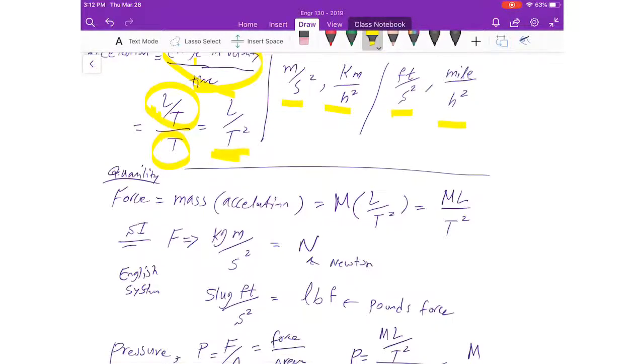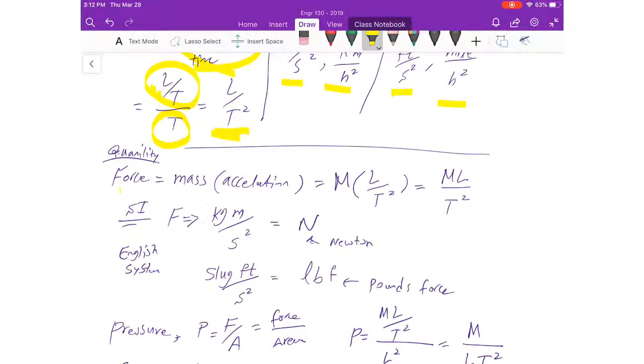Let's talk about more derived quantities, such as force. Force is mass times acceleration, Newton's second law, so we can write it as M L over T square. We just proved that acceleration is L over T square, so the result will be M L over T square. The unit for force in SI is kilogram meter per second square, which we simply call Newton. We don't need to carry that long name. In the English system, the unit is slug feet per second square, which we simply call pound force for simplicity.